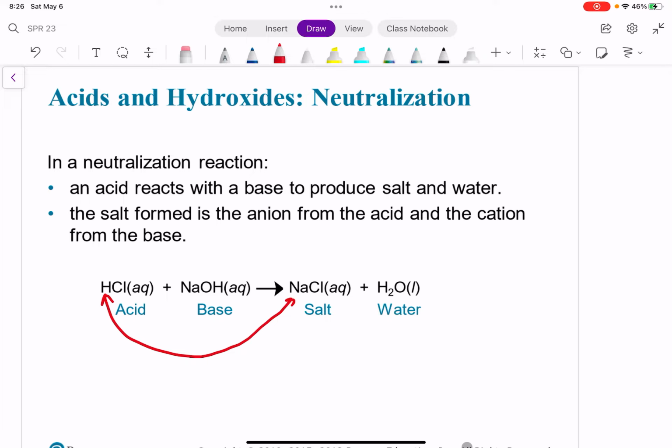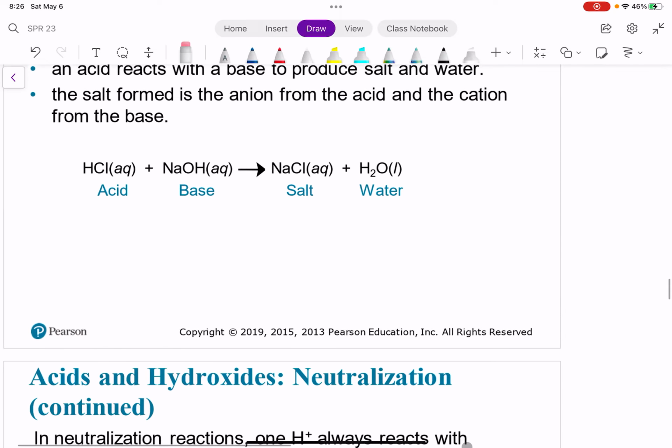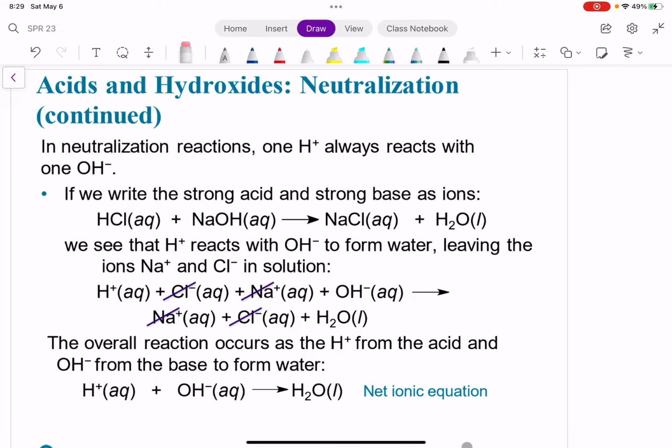So double displacement. Our salt in this case is the salt that we're used to, table salt, but it doesn't always have to be. And then we get water as well. So because we got a salt and a water, we can assume that we have an acid-base reaction. And we do. In an acid-base neutralization reaction, we always have one H+ ion reacting with one OH- ion, or one hydroxide ion.